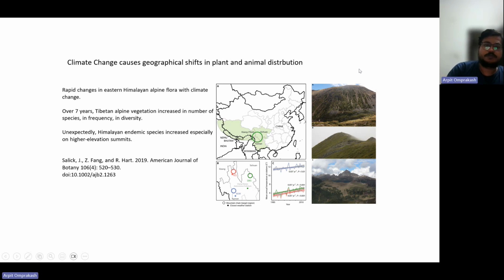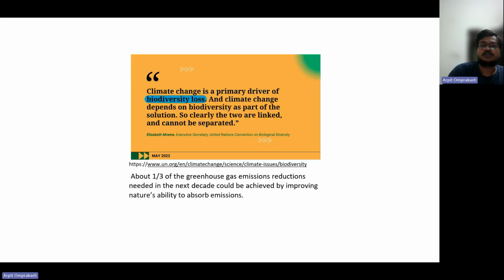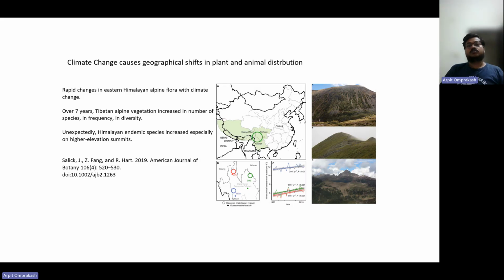So what people have done here is basically look at the effects of warming on different things. Here we are seeing how climate change causes geographical shifts in plant and animal distribution. In a study of the Himalayan alpine flora in the regions of Tibet, they saw that over 7 years, the alpine vegetation increased in number of species, frequency, and diversity. Unexpectedly, the Himalayan endemic species also increased on the higher elevation summits.